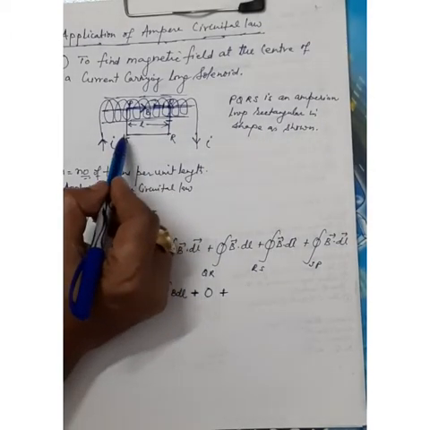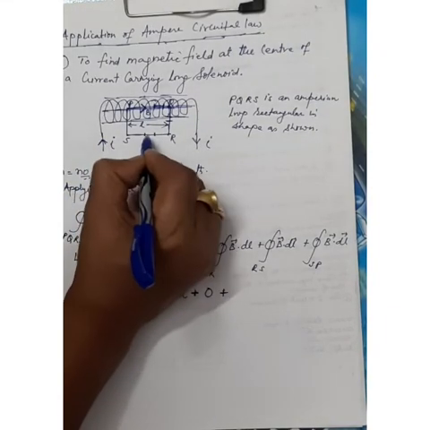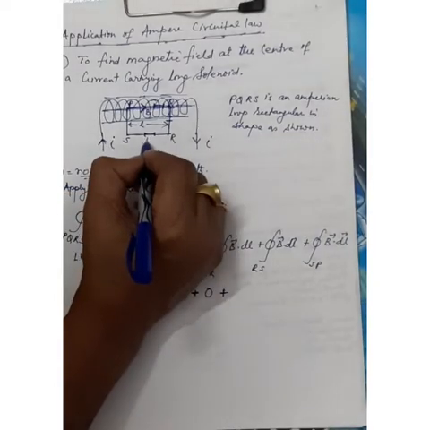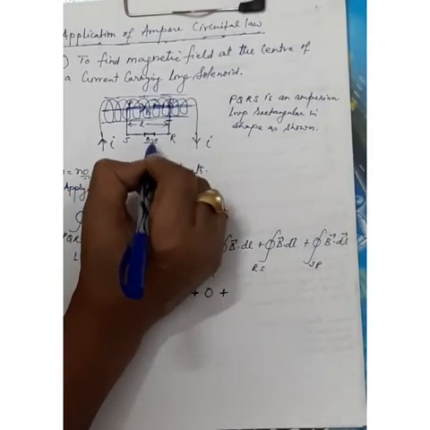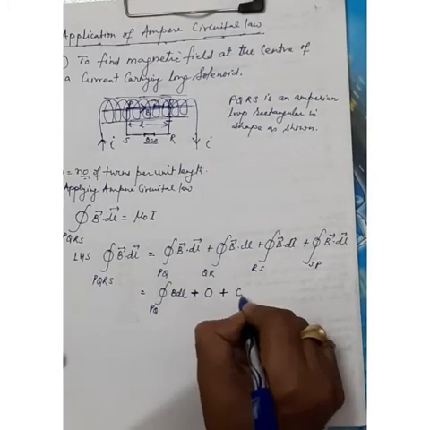Come to the third one, R to S. If we take a dl here, as we all know, the magnetic field outside the solenoid is 0. So here there is no magnetic field, B is 0. When B is 0, there is no question of B dl. So B dl becomes 0, and the third term also is 0.